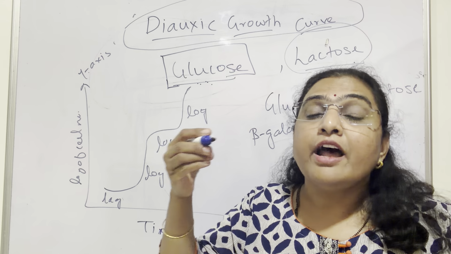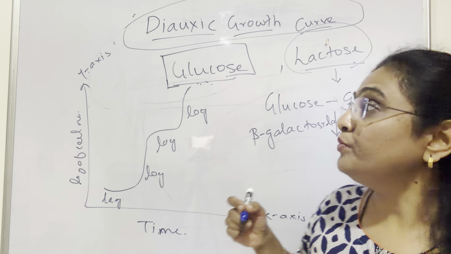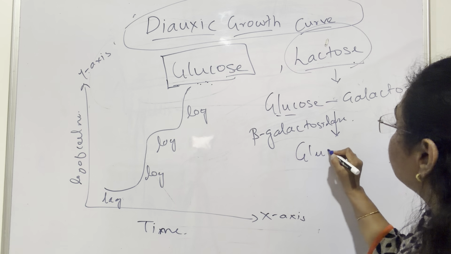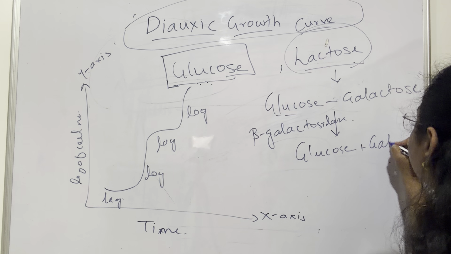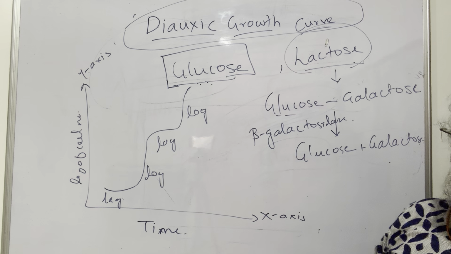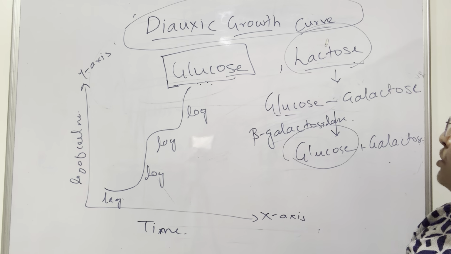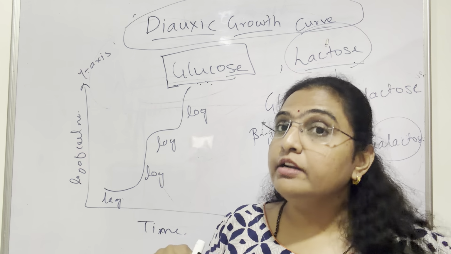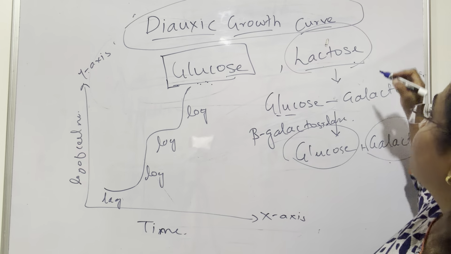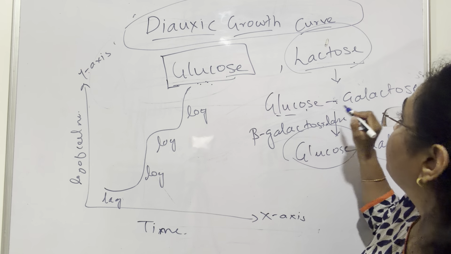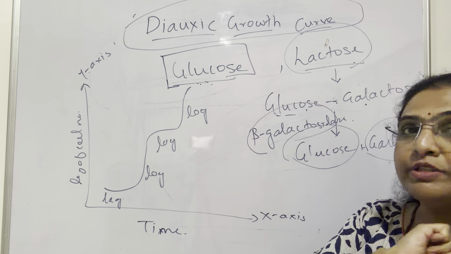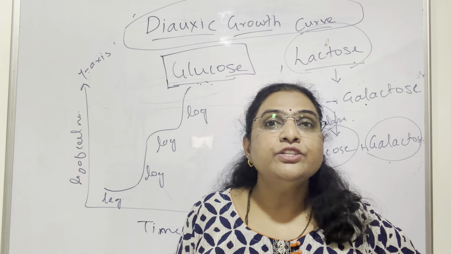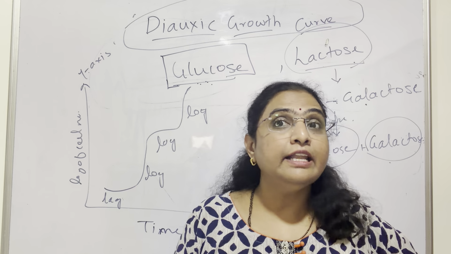That disaccharide has to be first broken down into its subunits, which are the glucose and galactose. Okay, so here the first simple sugar glucose will be utilized, and then there will be the utilization of the galactose. But here, when there has to be the breaking down of the glycosidic bond between the glucose and galactose, there has to be the synthesis of beta galactosidase, which is a product of which gene? The LacZ gene, that we have learned in the lac operon.